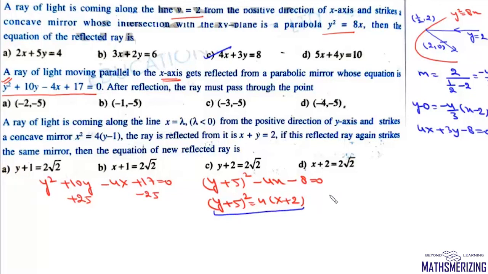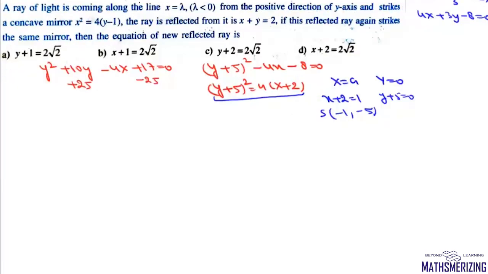So we know that focus is at a comma 0. So capital X equals a and capital Y equals 0. So x in this case is x plus 2, a is 1 and y is y plus 5 equals 0. So focus of this parabola will be minus 1 comma minus 5. So any ray which is parallel to axis of this parabola must pass through focus of this parabola, which is option number B.